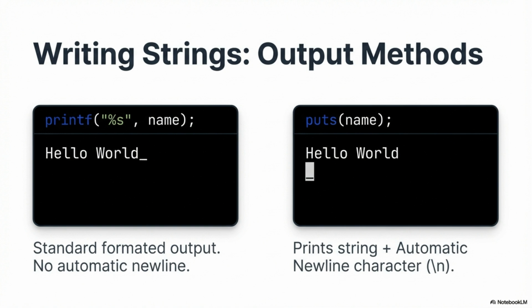For writing strings, `printf("%s", name)` provides standard formatted output with no automatic newline. `puts(name)` prints the string and automatically adds a newline character.